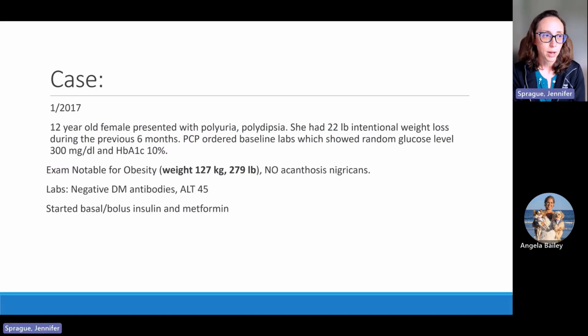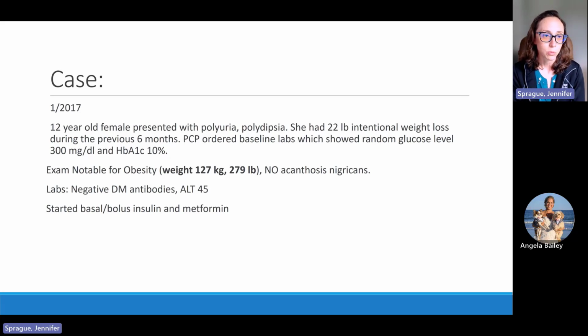So this is a patient who presented in January of 2017. At that point in time, she was a 12-year-old who came in with polyuria and polydipsia. She had a 22-pound, what she thought was an intentional weight loss, though in retrospect, it was likely influenced by her new diagnosis of diabetes.